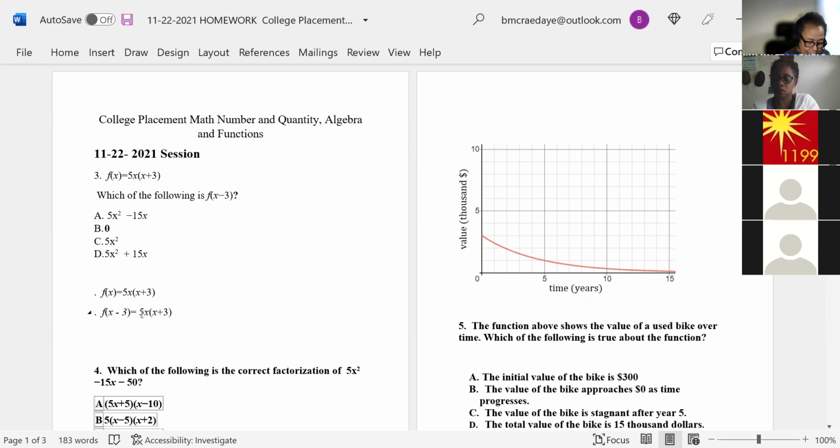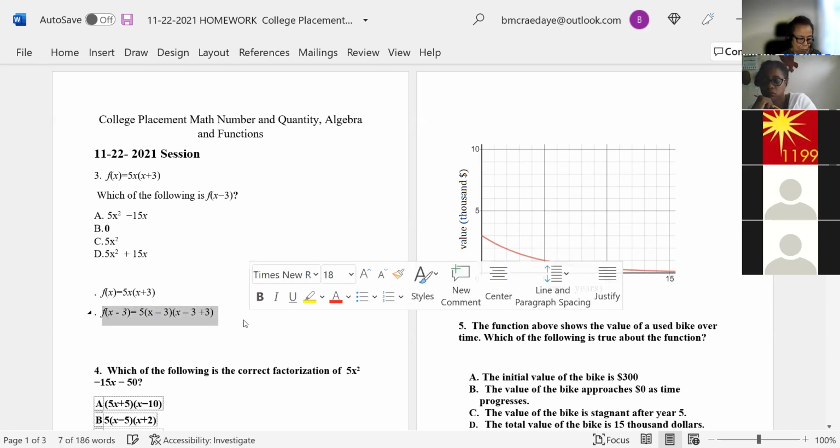All right. So for every x, we want to put x minus 3. So this becomes x minus 3. Now we have x again right here, right? So this x becomes x minus 3. So we write this, substitute for x minus 3. Okay, so what is 5 times x minus 3, Maureen?